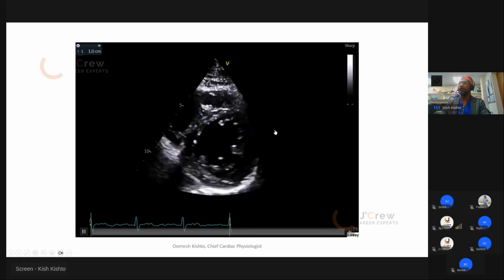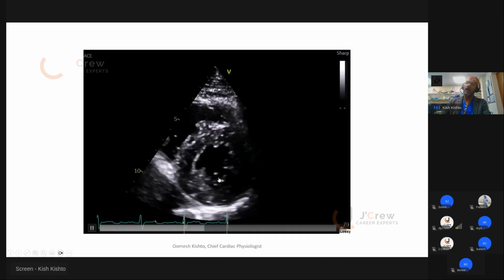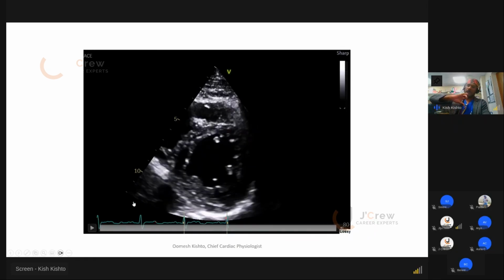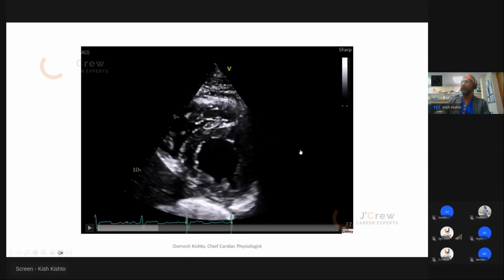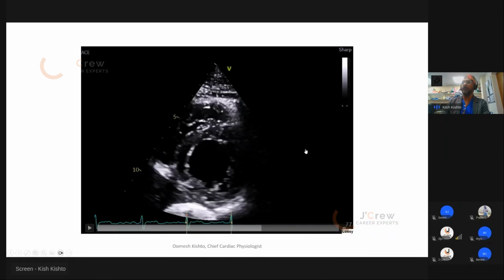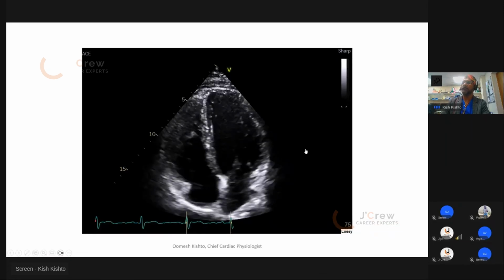And yeah, so I keep tilting my tail up, looking down the heart, and that way you can go further down up to the apex. Perfect. So we've done the parasternal long axis and short axis views.